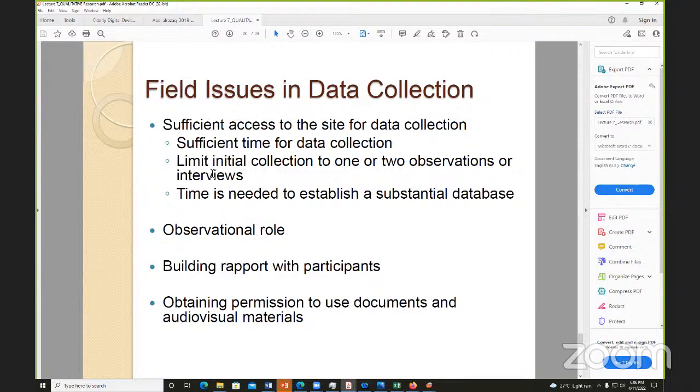In an interview or a focus group, it goes better if you build good rapport with the participants. And clearly there's always a need for permissions, and that can be tricky depending on the nature of the research study.